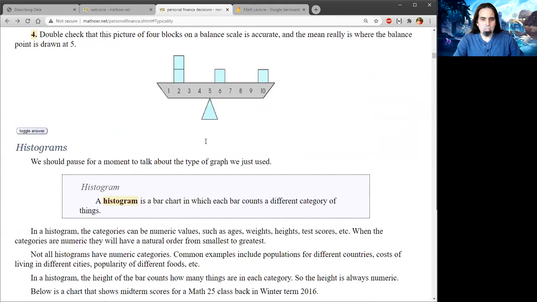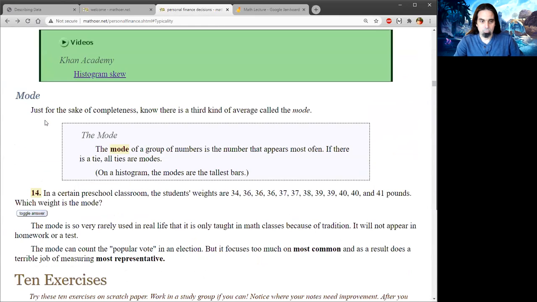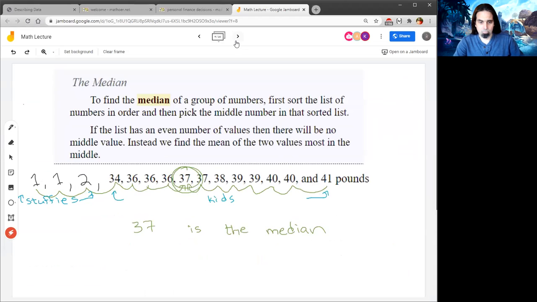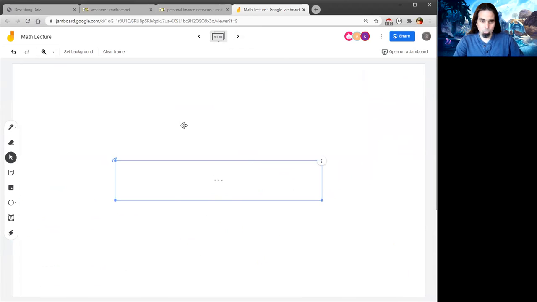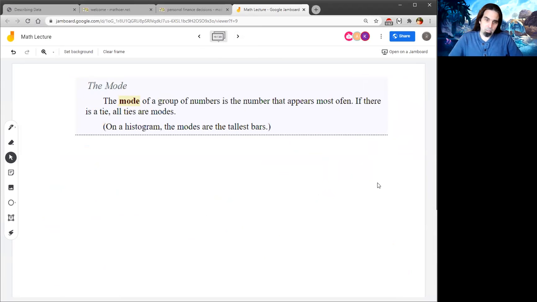Okay, the last one is mode. Here it is. The mode is which thing happens most often. If it's a tie, all the ties are modes. If no number is more frequent than any other, then there is no mode. So it's who wins the election, who gets the most votes, that kind of thing.